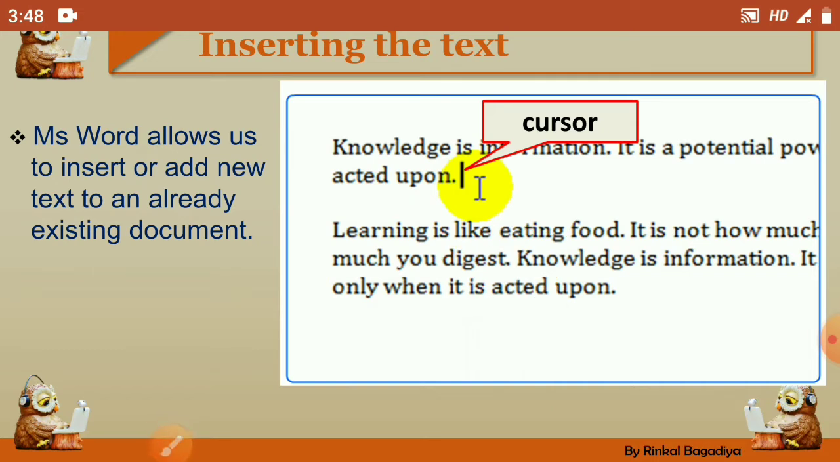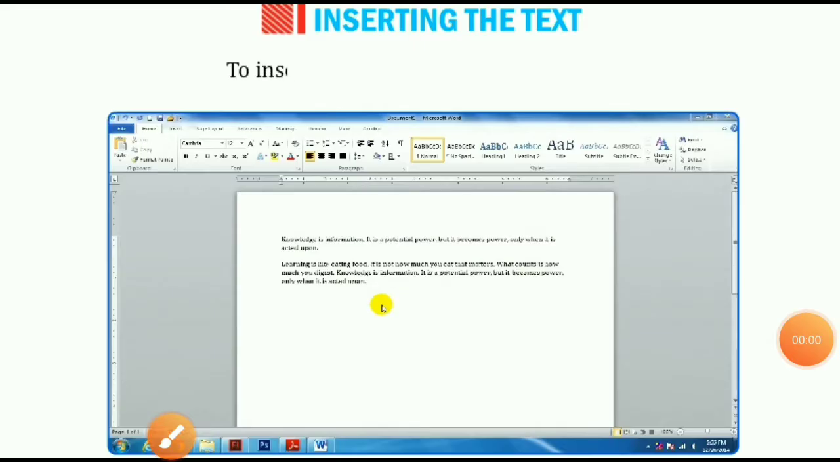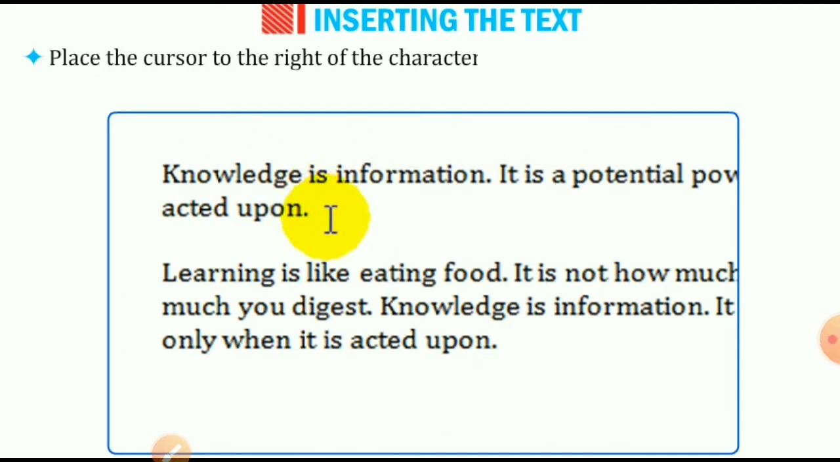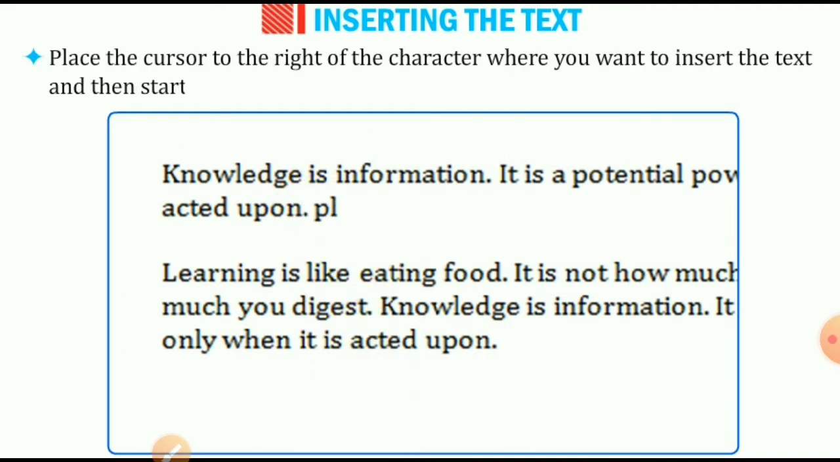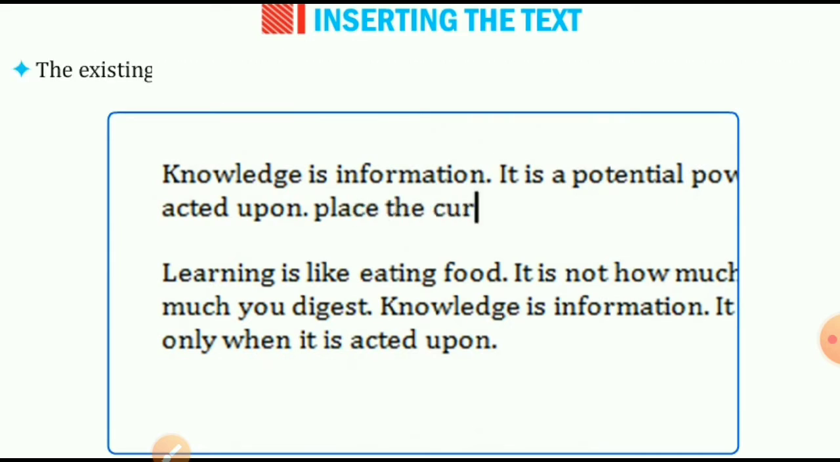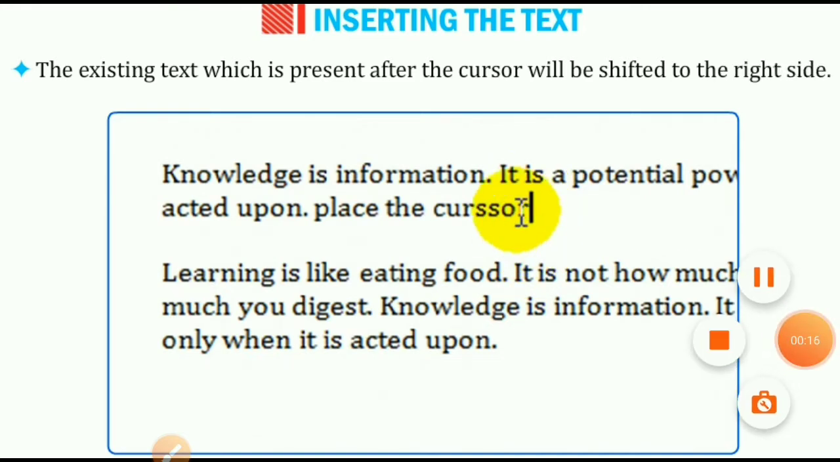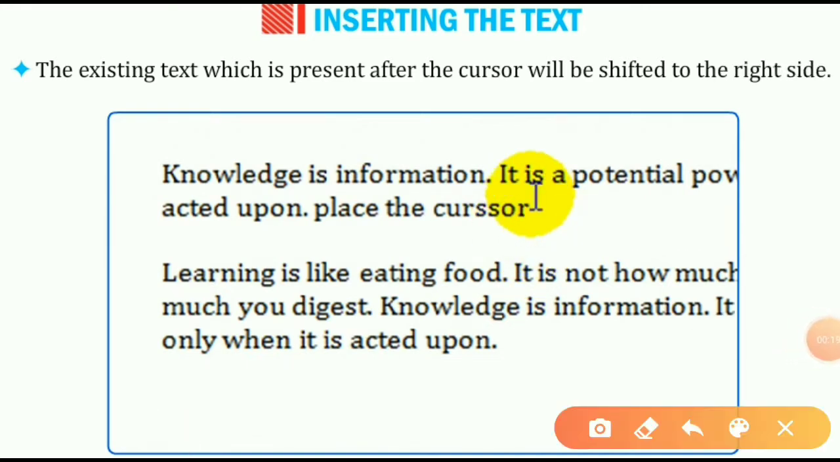Let's see practically how it works. To insert the text, follow the given steps. Place the cursor to the right of the character where you want to insert the text and then start typing. The existing text which is present after the cursor will be shifted to the right side. Here you can see I place the cursor first here because I want to add text from here. Then I will start typing. The text is shifted to the right side and typing continues.